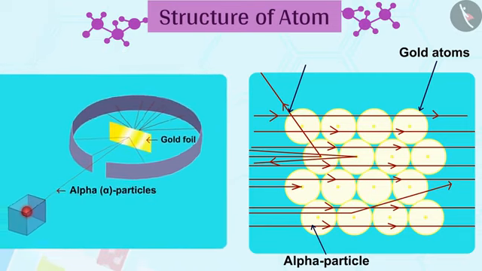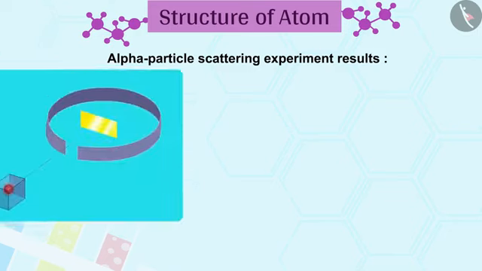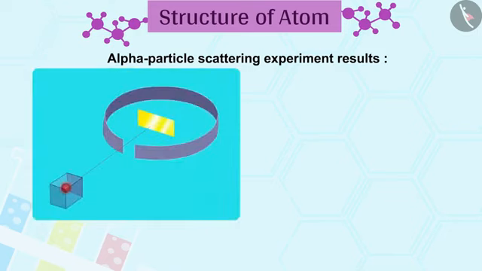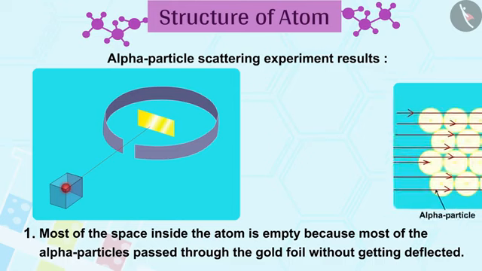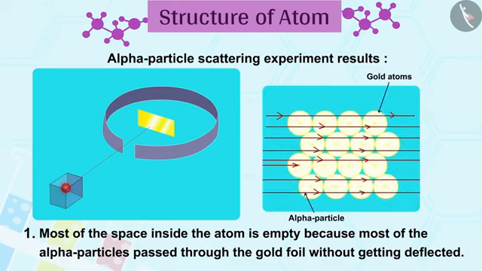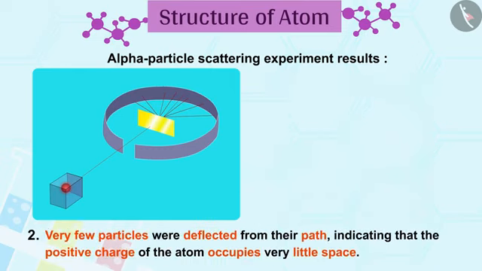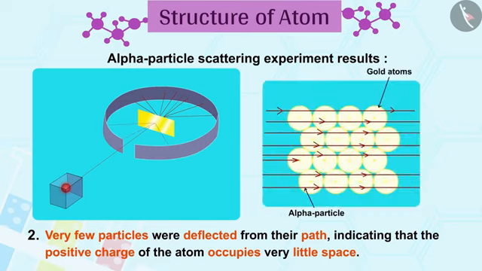Rutherford derived the following results based on the alpha particle scattering experiment. 1. Most of the space inside the atom is empty because most of the alpha particles passed through the gold foil without getting deflected. 2. Very few particles were deflected from their path, indicating that the positive charge of the atom occupies very little space.